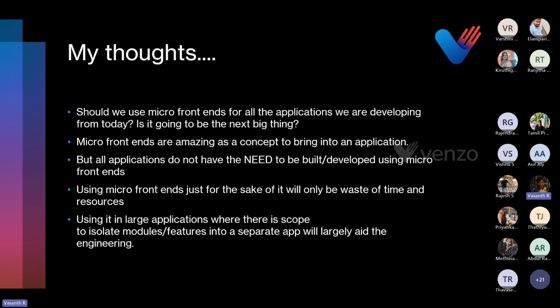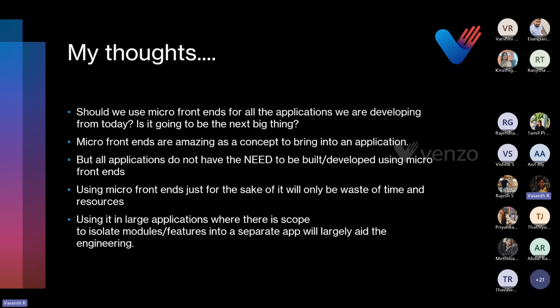Using it in a large application, where there is scope to isolate modules or features into separate applications, will largely aid the engineering. You may understand with a better example. Consider our Venzo self-service portal. There is not much need to build it in a micro front-end architecture because the usage is very minimal and can be managed using a simple front-end application. Whereas if you consider big e-commerce giants like Flipkart or Amazon, there is definitely scope for micro front-end applications.